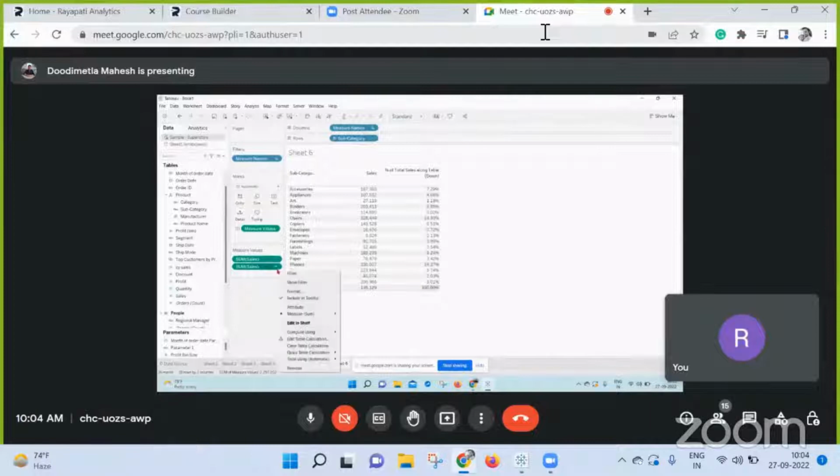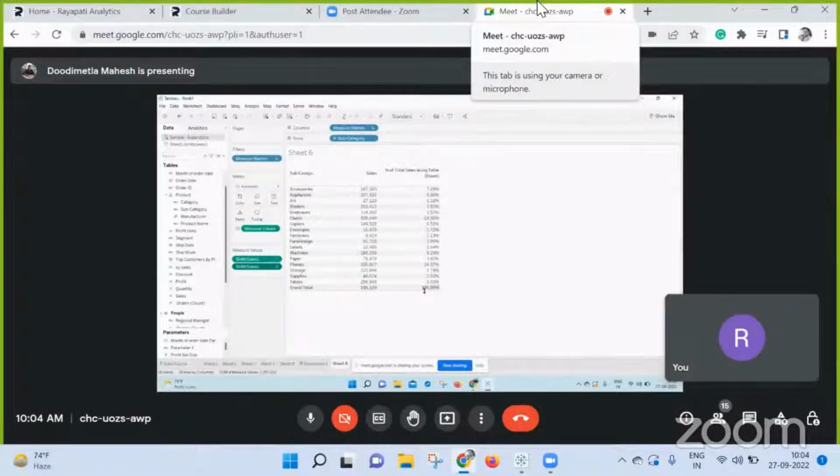This sales again I kept in, and I created a percentage of total. So whatever the value we have for accessories, we'll get the percentage. Whatever we have for art, we'll get the percentage. But I want the grand total as a percentage only. It is showing the overall grand total. Did you understand my point? Yeah, I understood your question.